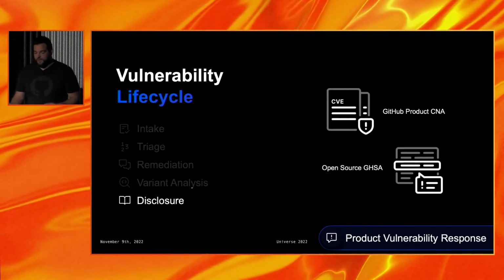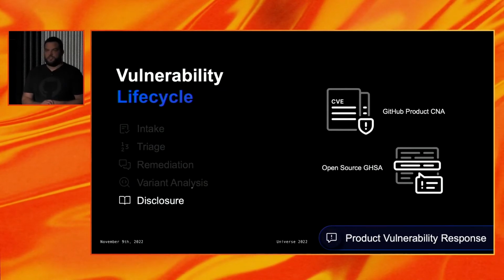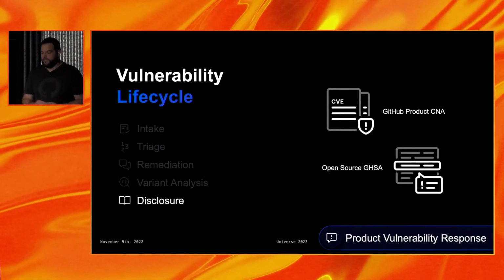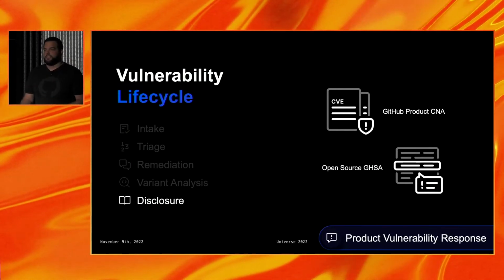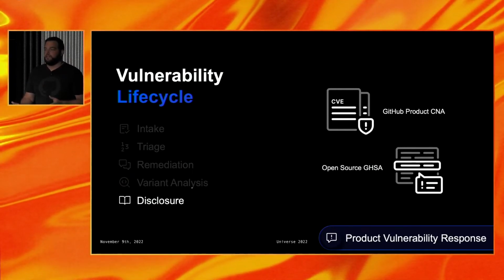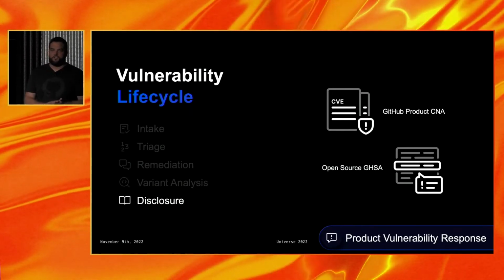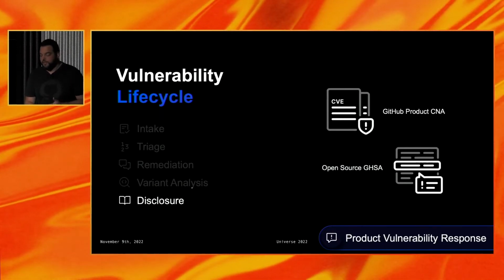For open source, this is great. We use GitHub Security advisories. If it's an open source library or vulnerability in one of those, we go through the GitHub Security advisory process to cut a CVE, to get that CVE published, and then Dependabot does its thing and alerts all the users of that vulnerability. It's really great.